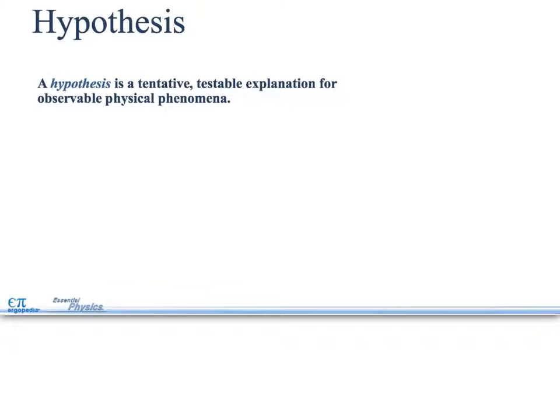All right, a hypothesis. A hypothesis is a tentative, testable explanation for observed physical phenomenon. You may have learned other definitions for hypothesis, but this is the one we're going to be going with in this class. There are some easier ones and some harder ones. This one's kind of in the middle.